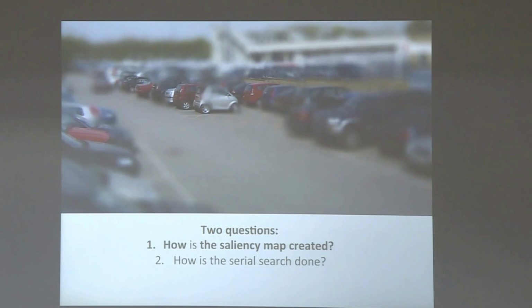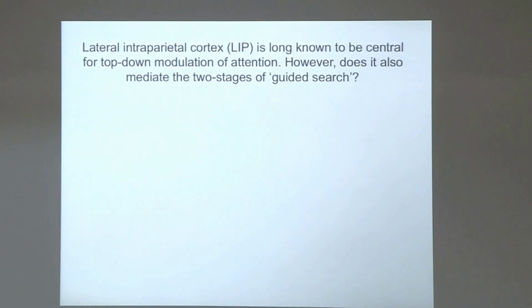You need to create a saliency map initially of all those important red cars, and then you do a serial search in that. Okay. Now, how is that done? It seems that the intraparietal cortex, which is a part of the posterior parietal cortex, which Mruganga talked about, seems to be involved in top-down attention. But does it have the equipment to do this two-stage guided search?